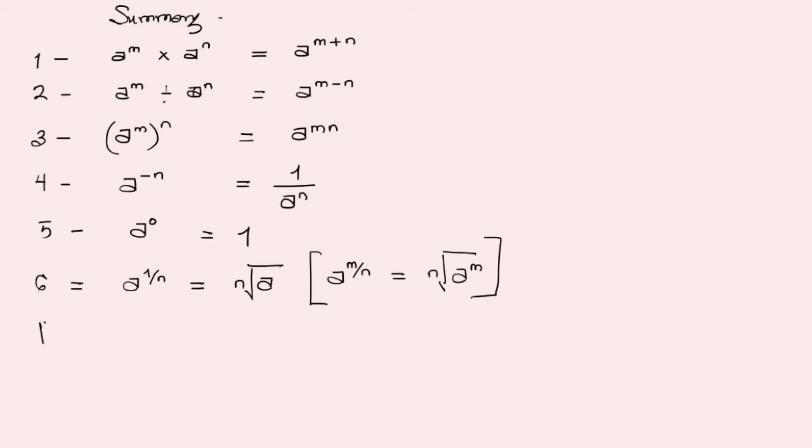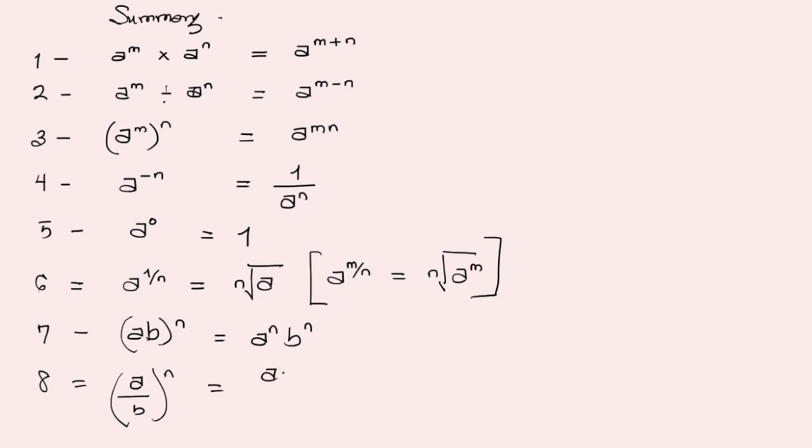The seventh law says that if you have AB raised to power N, then this is equal to A raised to power N, B raised to power N. And the eighth law says that if we have A over B all raised to power N, then we have A raised to power N over B raised to power N.